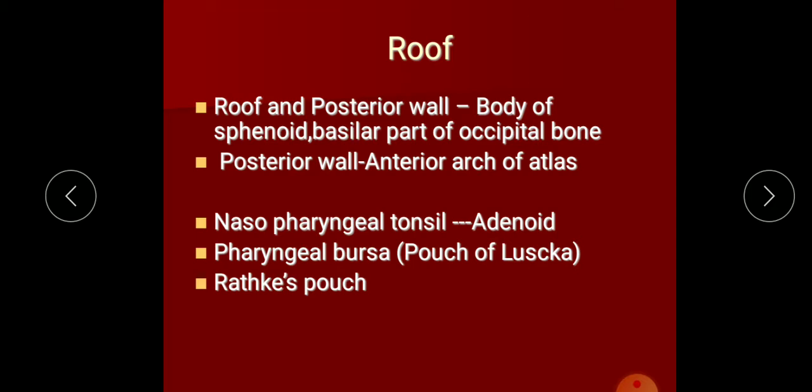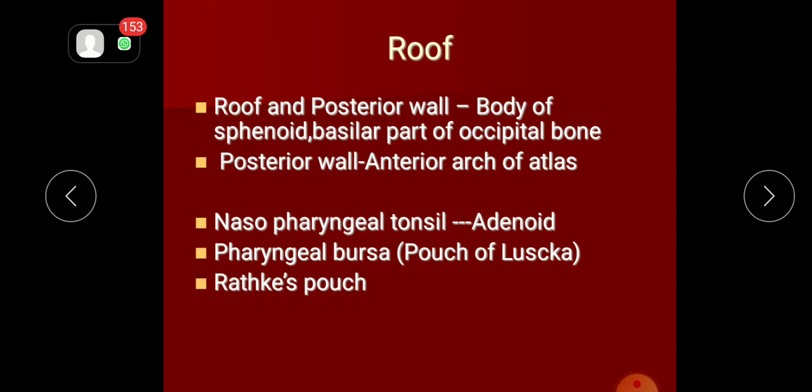So remember, in the roof of the nasopharynx you find the first tonsil of the Waldeyer's ring, and that is the nasopharyngeal tonsil. And you find a small bursa extending into that, and that is what is termed as the pharyngeal bursa or pouch of Luschka. Fine. And in front of the pouch of Luschka, you find a small dimple in the mucosa, and that is what is termed as Rathke's pouch. That Rathke's pouch you have learned earlier when we were studying about the development of anterior pituitary. Do you remember that? Okay. So these 3 features you find in the roof.